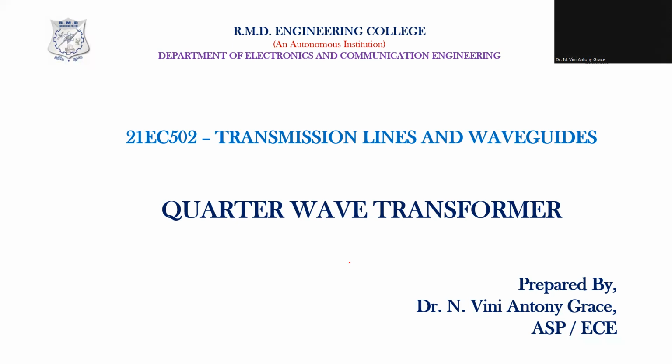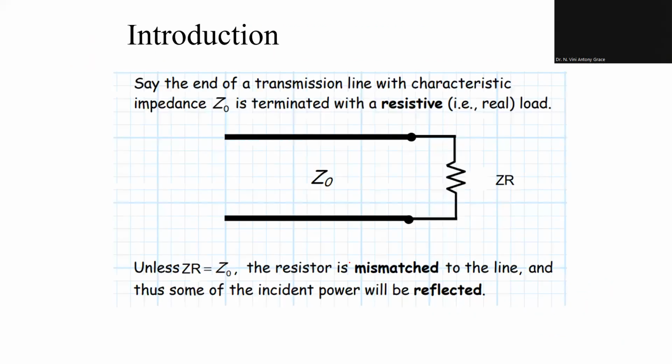Dear students, in this lecture, we are going to see one of the important impedance matching techniques called the quarter wave transformer. Now let us consider a transmission line whose characteristic impedance is Z0. This transmission line is terminated by a resistive load whose impedance is represented as ZR. So ZR is the load impedance, Z0 is the characteristic impedance.